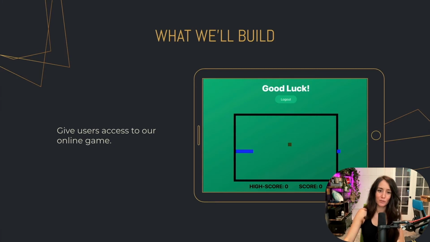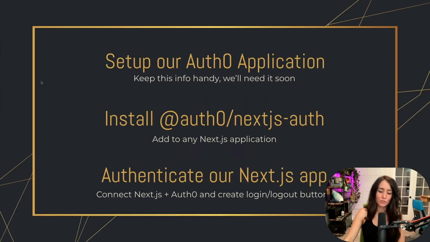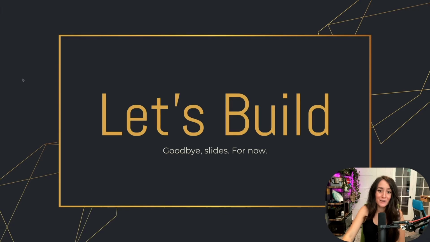So let's go over what we will be doing. We'll start off with the application that isn't authenticated. We'll head over to Auth0, get our application set up there, install the NPM package into our Next.js application, and then finally do the necessary steps to authenticate our Next.js application, like login buttons, logout buttons, protecting routes, all that good stuff. So without further ado, let's head on over to our browser and our VS Code, set up our application, and secure that game up.